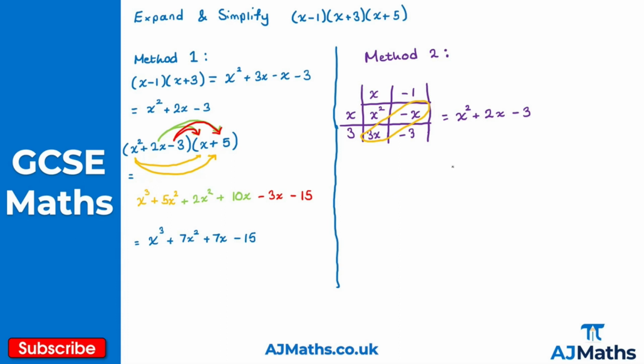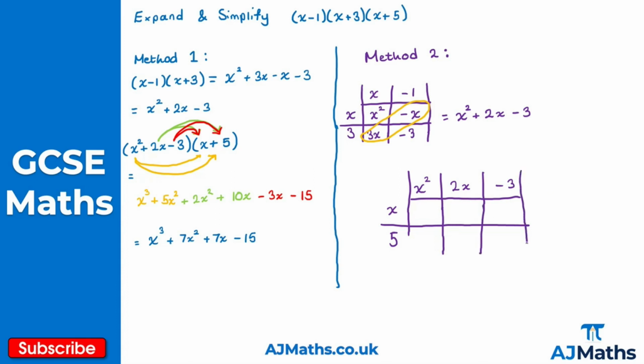So along the top here, I'm going to get x squared, 2x, and minus 3. And then along this column here, we're going to get the x and the 5. Okay, for the last bracket, so x and 5. We just box everything off here, just so we can keep it somewhat neat. All we need to do now is just like we did for this one here, just multiply it across.